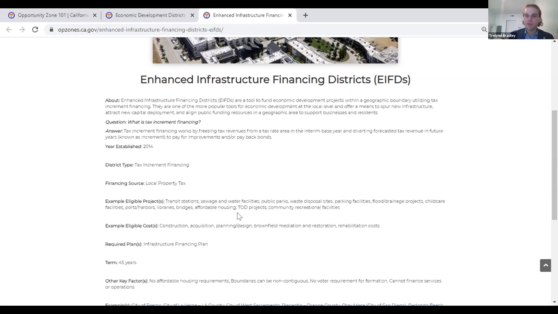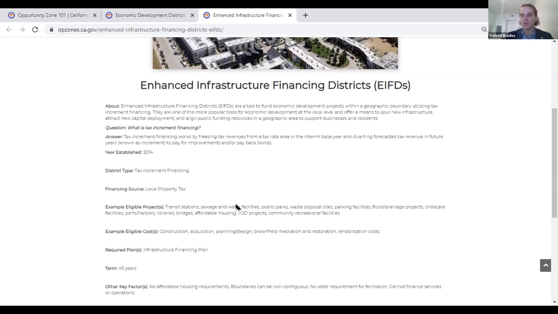So if you think about it, OZ capital comes in to do an affordable housing project, and a tax increment financing tool or value capture tool comes in to do the bikeways, the infrastructure for utilities, and so on and so forth in a project.